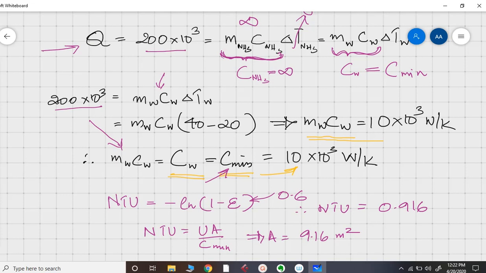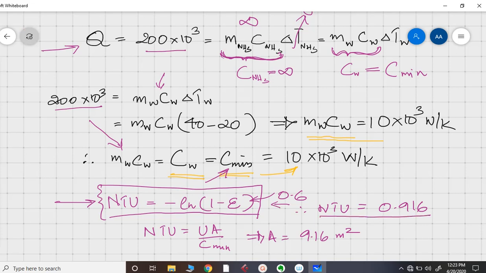Now we also know that for any type of heat exchanger that involves a phase change process, the NTU is a function of effectiveness in this form. Effectiveness is already given as 60%. So plugging in the value of effectiveness in this equation, you get the value of NTU as 0.916, and by definition NTU is UA divided by C minimum. U is given, C minimum has been obtained. Therefore, with this value of NTU, area is calculated as 9.16 meters square.